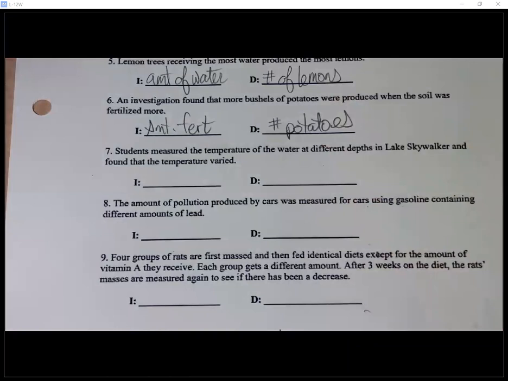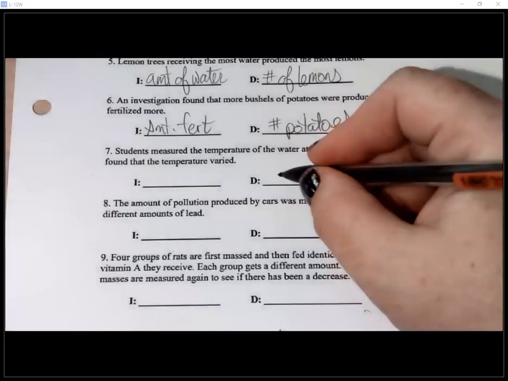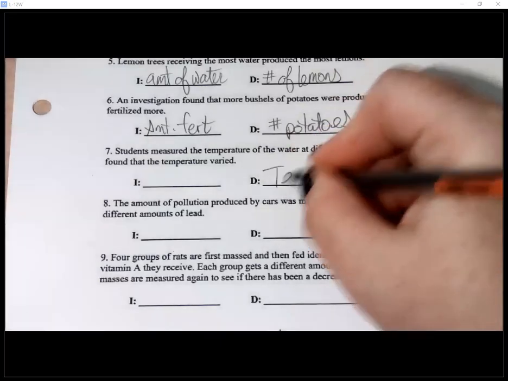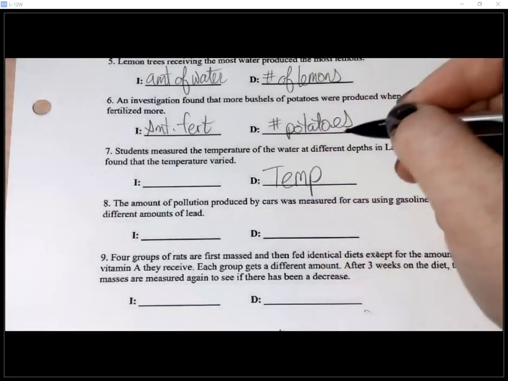Okay, 7. Students measured the temperature of the water at different depths in Lake Skywalker and found that the temperature varied. So you've got a lake, you're measuring different depths, seeing what the temperature is. DJ? So the temperature of water. You got it. Perfect. Your temperature depends on how deep you are in the lake.